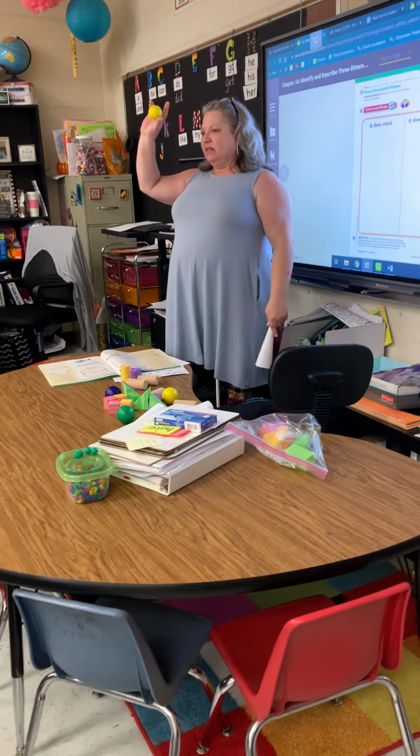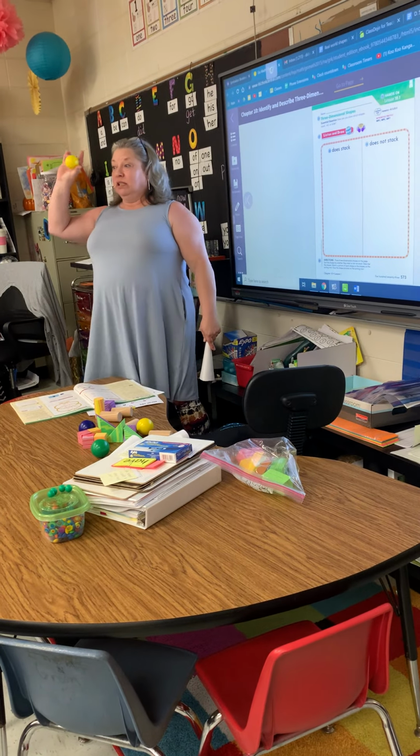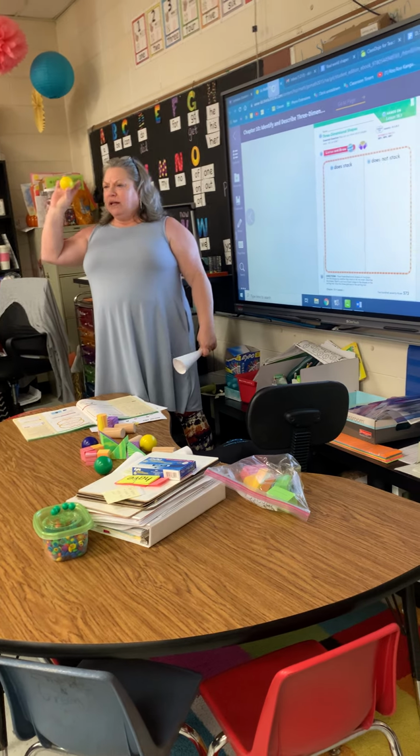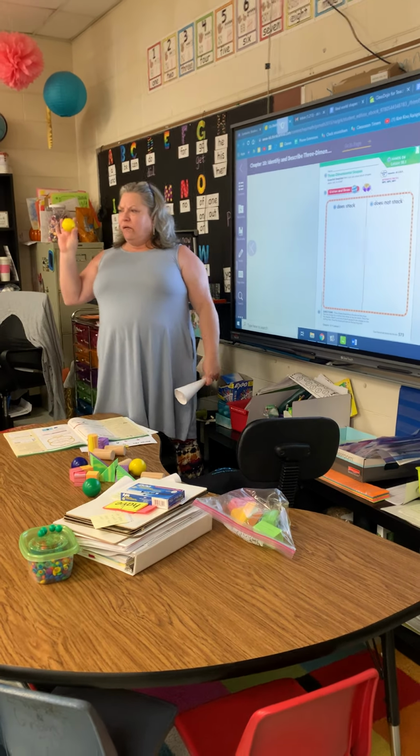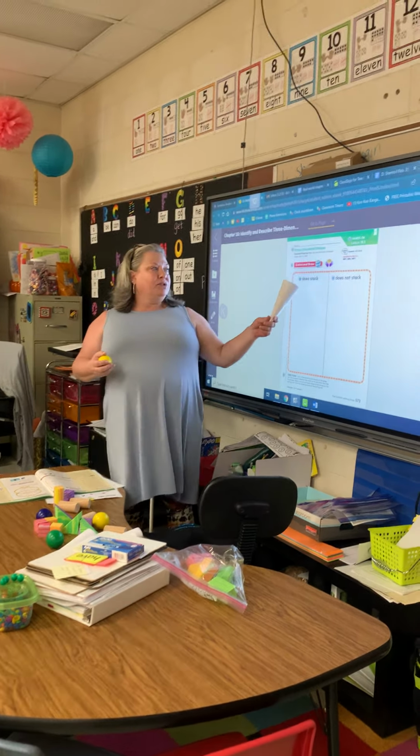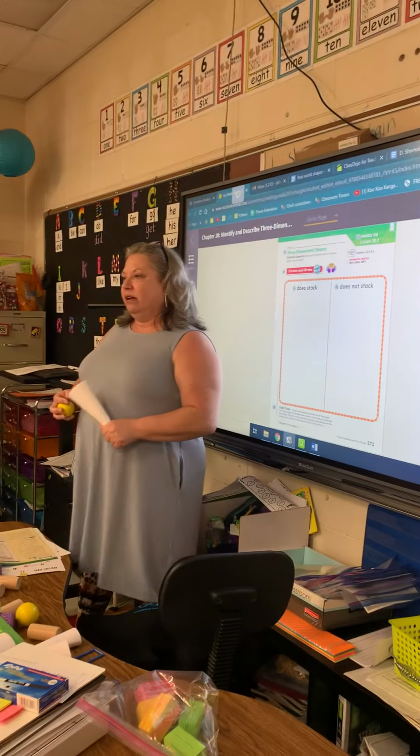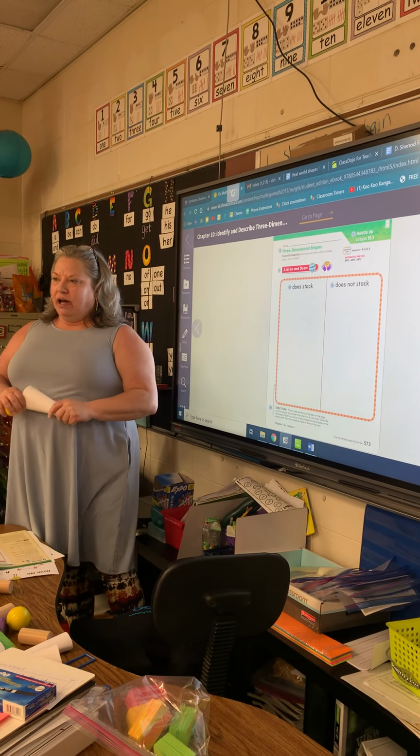What's this? It's a sphere. Could it stack? No. So which side are we going to put it on, does stack or do not stack? Do not stack.